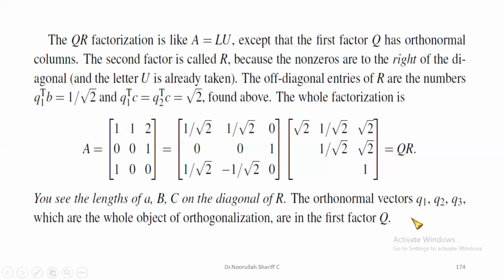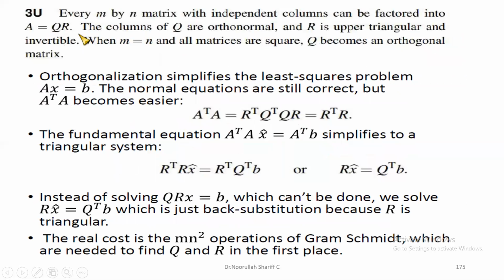So the orthonormal vectors Q1, Q2, Q3, which are the whole object of orthogonalization, are in the first factor Q, and that is what it means over here. So every m by n matrix with independent columns can be factored into A equal to QR. The columns of Q are orthonormal, and R is the upper triangular and invertible matrix. When m is equal to n, all matrices are square and Q becomes an orthogonal matrix. If m is not equal to n, Q is not an orthogonal matrix.